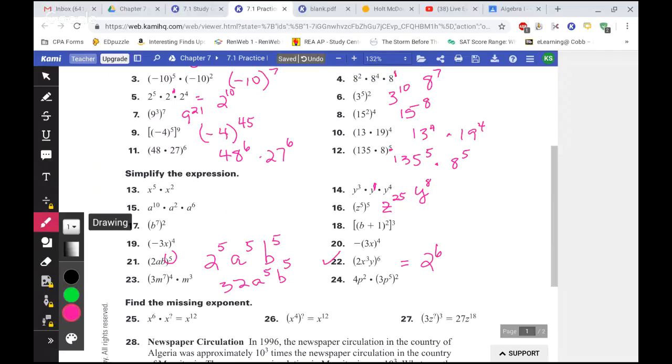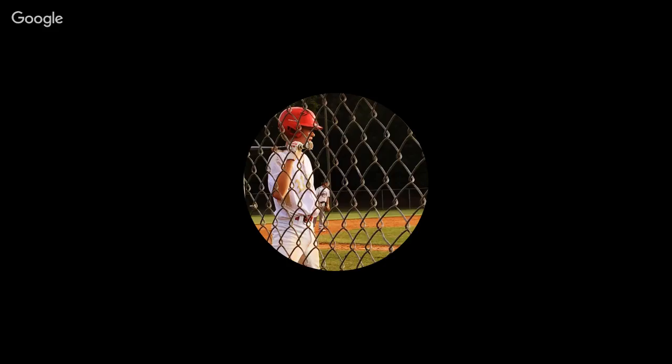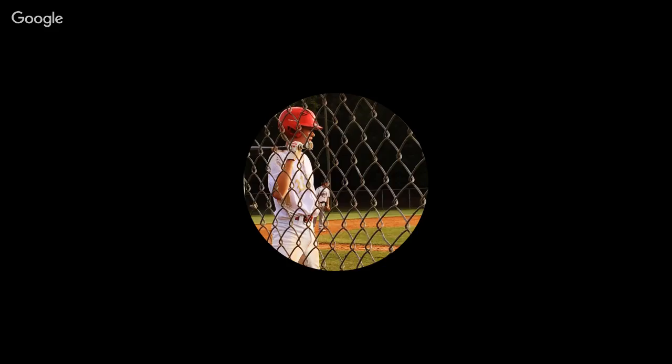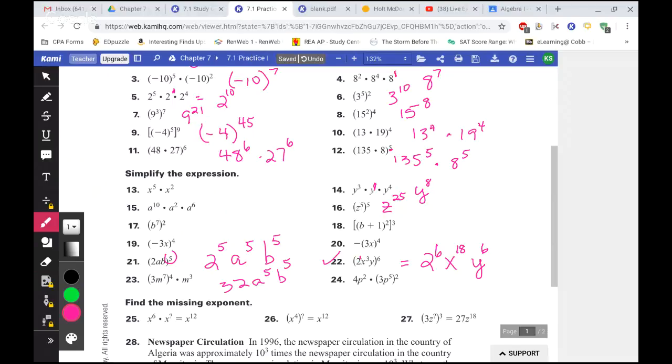Because there's an understood 1 on the 2. And when it's a power to a power, you multiply. So 1 times 6 is 6. So what would the x be? Power to a power, you multiply. Three times 6. 18. Good. And then the y, there's an understood 1. So it will be y to the what? 1 times 6. 6. Yeah. Does that make sense? Yes, ma'am.